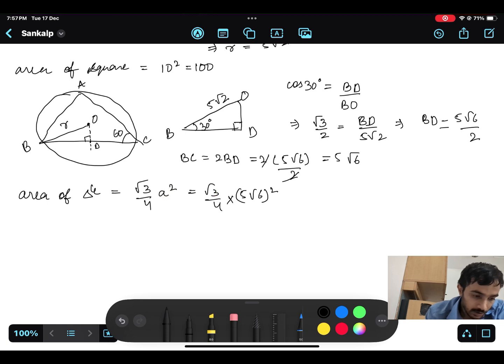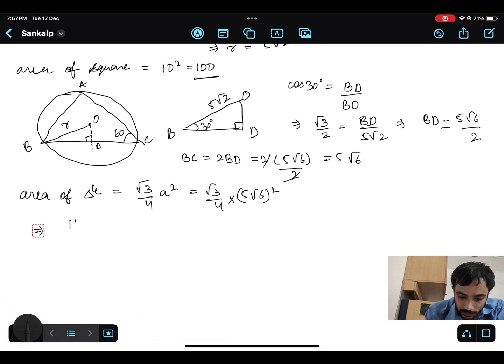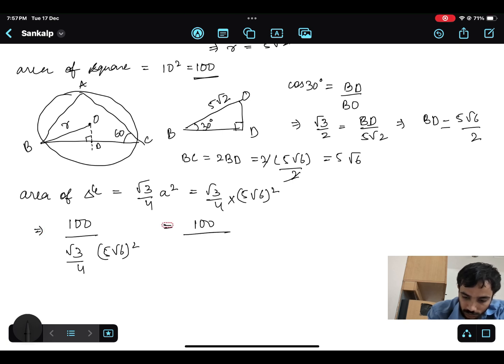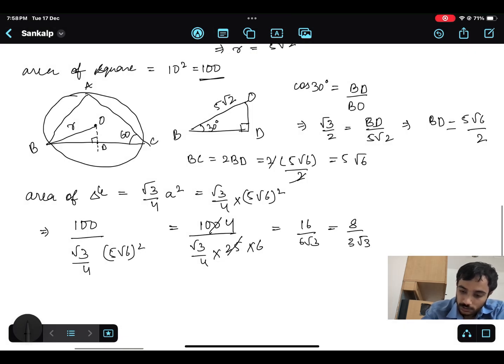We need to find the ratio of the area of the square to that of the triangle. We already found that the area of the square is 100, and the triangle is root 3 by 4 into 5 root 6 whole squared. This will be 100 by root 3 by 4 into 25 into 6, which will be 16 by 6 root 3, which is nothing but 8 by 3 root 3. So this is our required ratio.